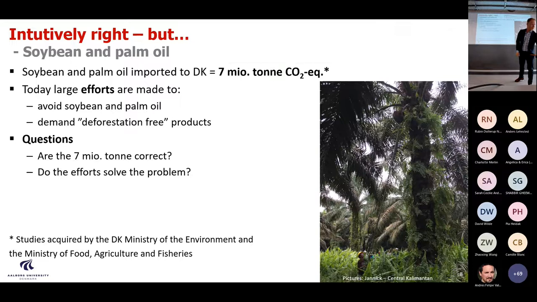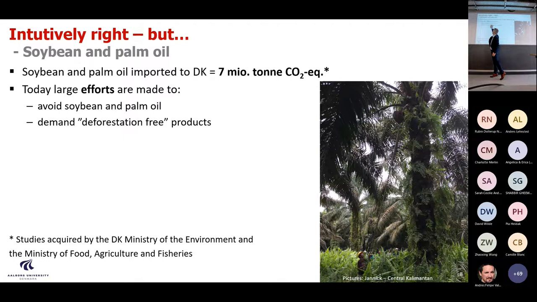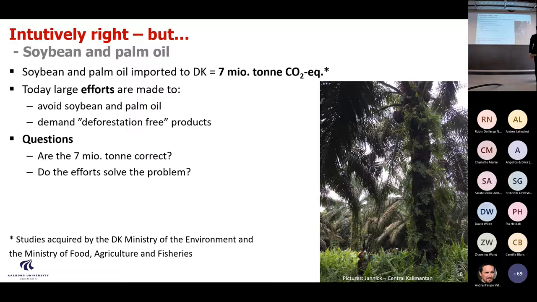So we could first see, what are we doing today? There's a lot of effort on how to avoid soybean and palm oil. And there's also an increasing demand for deforestation-free products. So is that a good idea? I want to start with the first question. These 7 million tons of CO2 emissions, can that be correct? And these efforts we see up here, is that really something that can solve the problems? So let's have a look at the 7 million tons first.